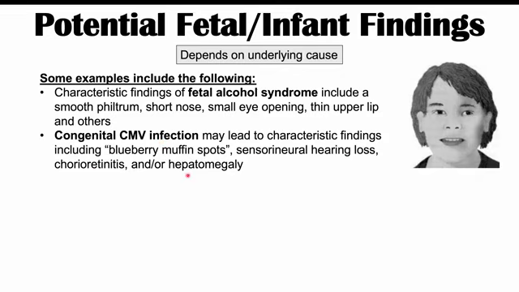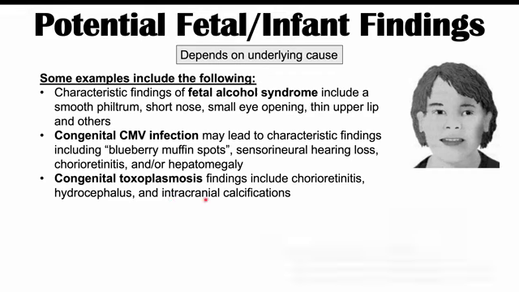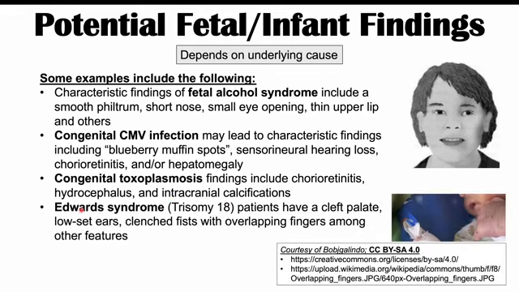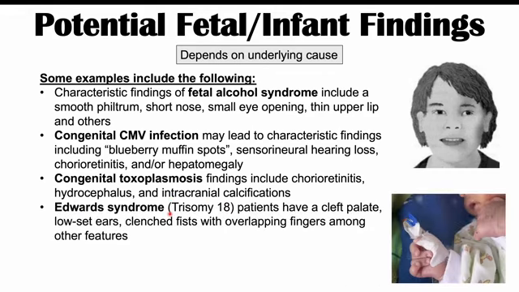In congenital toxoplasmosis, infants can have chorioretinitis, hydrocephalus, and intracranial calcifications. And in a potential congenital disorder, one being trisomy 18, also known as Edwards syndrome, patients can have a cleft palate, low set ears, clenched fists with overlapping fingers. So you can see in this image here, clenched fist with overlapping fingers can be a hallmark finding in Edwards syndrome or trisomy 18. And there can be other features as well. So again, these are some potential fetal or infant findings, but it all depends on the underlying cause.